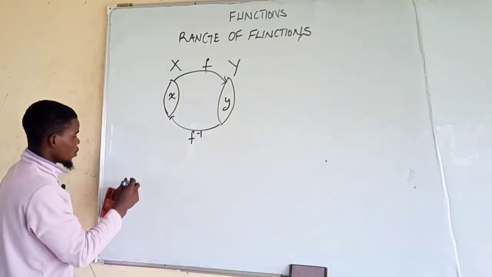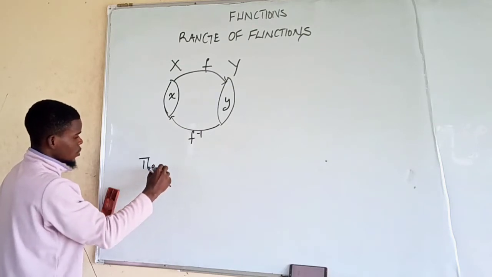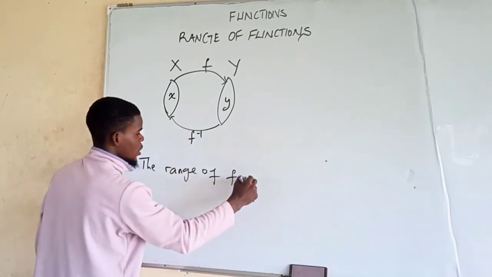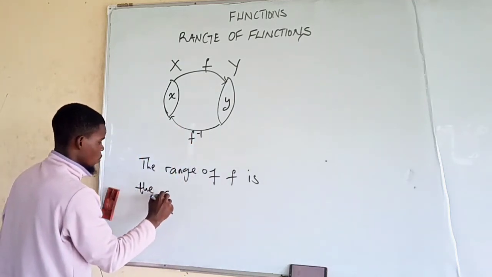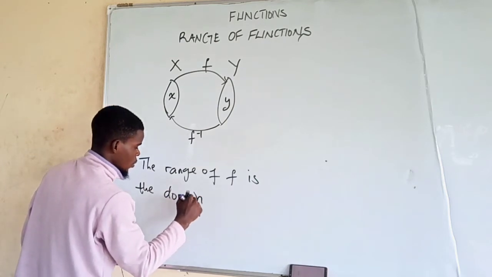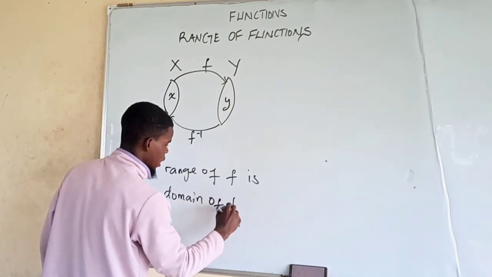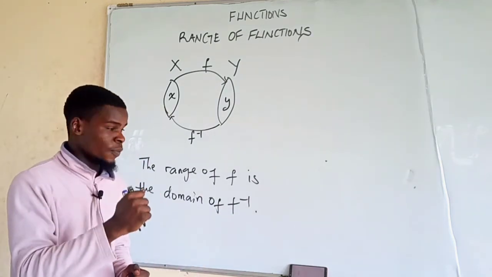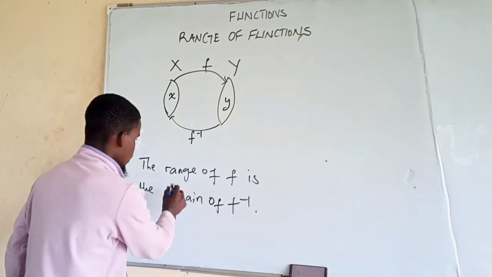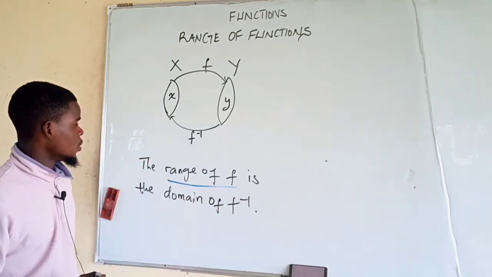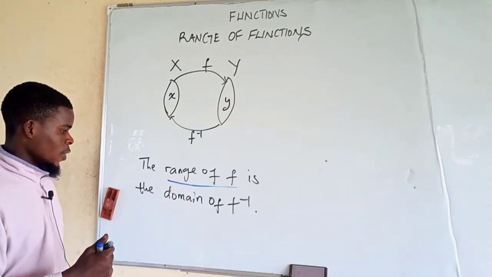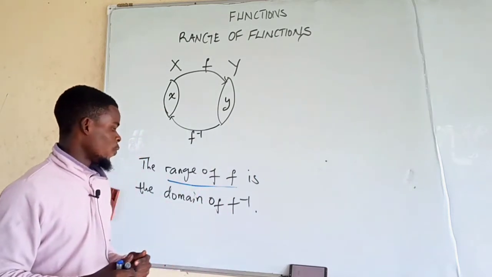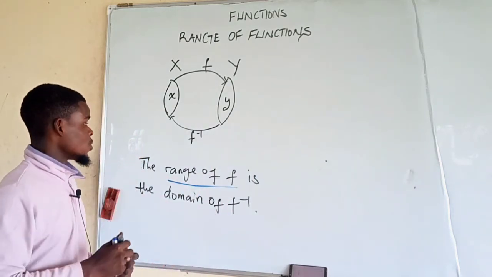So I'm going to put a little note for you here that the range of a function f is the domain of f inverse. So if you can find f inverse and you can find the domain of f inverse, that simply tells you that you have gotten the range of the function f. Good. So you need to know how to find the inverse of a function. You replace f of x with y, you interchange x and y, and then you solve for the new y. And then that new y is called the inverse.